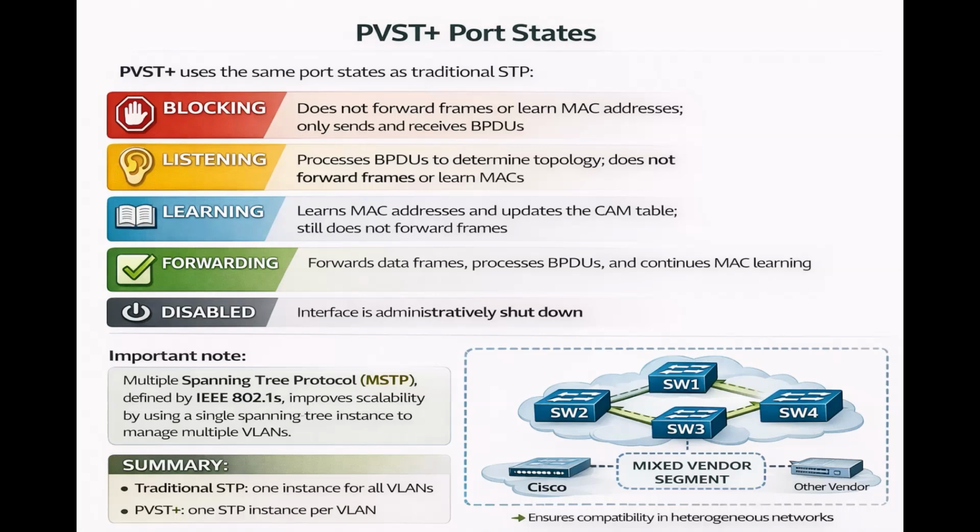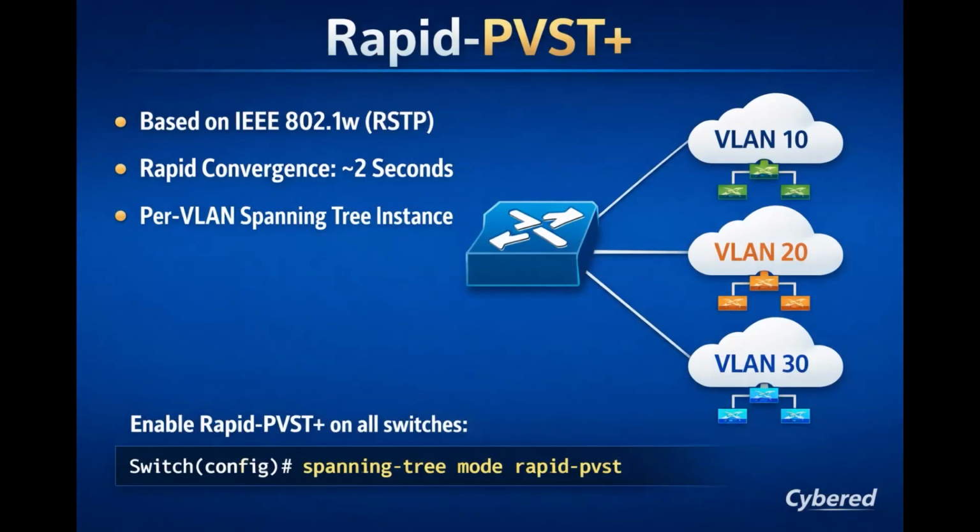Networks running STP or PVST+ typically take 30 to 50 seconds to converge, which can be significant after power failures or topology changes. Multiple Spanning Tree Protocol, defined by IEEE 802.1s, improves scalability by using a single spanning tree instance to manage multiple VLANs. Rapid Spanning Tree Protocol is a faster version of traditional STP, defined by IEEE 802.1w.